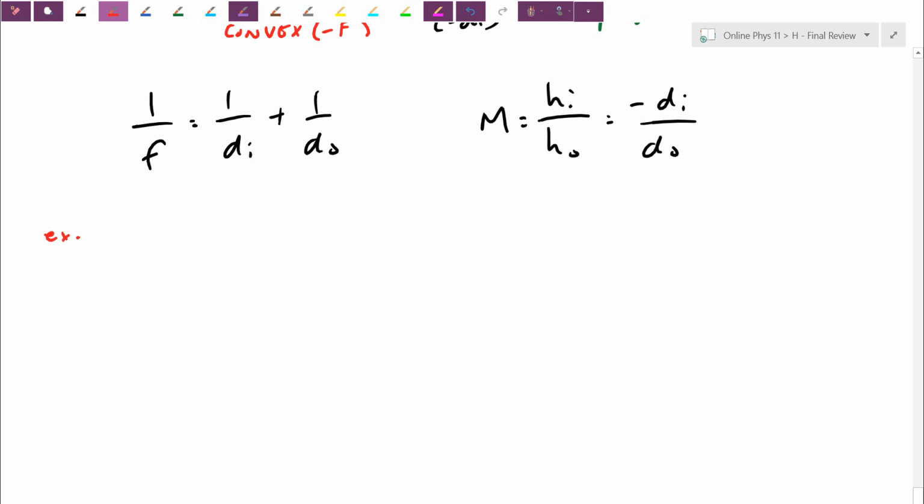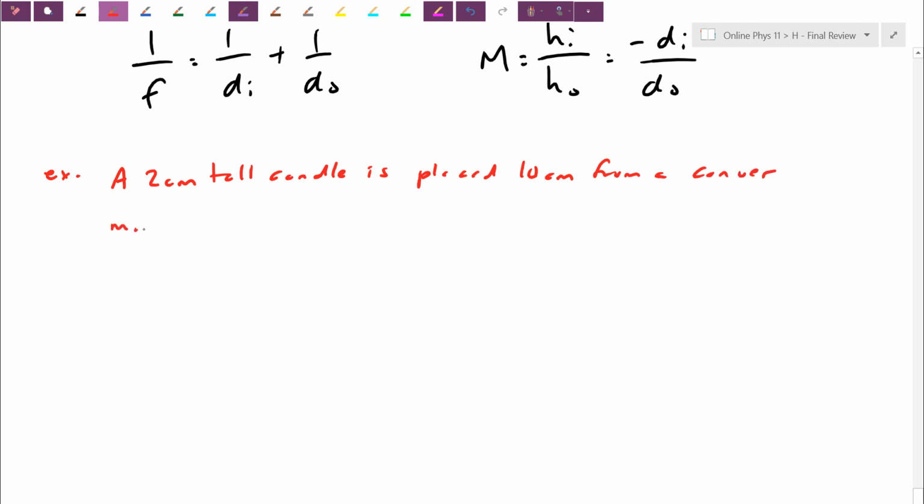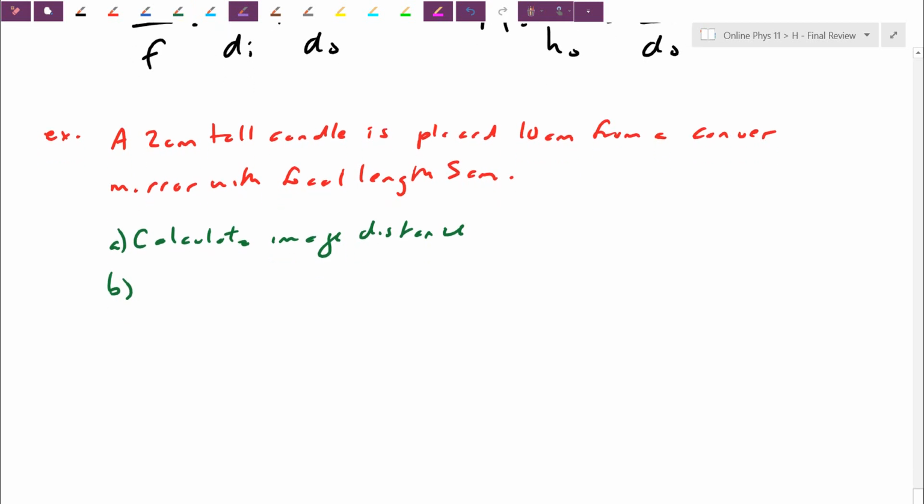So first example, I want you to tell me here, an object, a 2 centimeter tall candle is placed 10 centimeters from a convex mirror with focal length 5 centimeters. I want you to calculate a couple things here. Part A, calculate the image distance. By doing that, you would have figured out whether it's real or virtual, and then determine the image height.